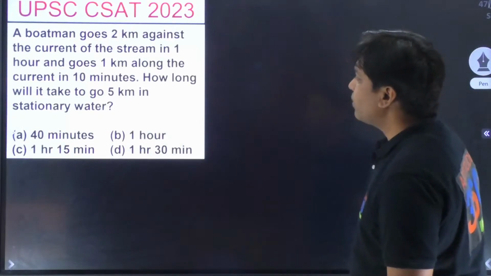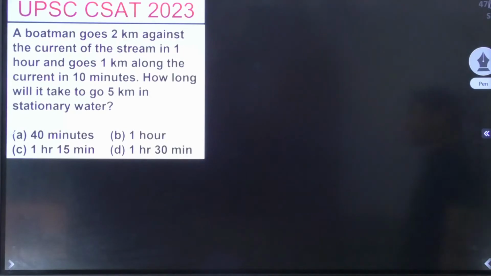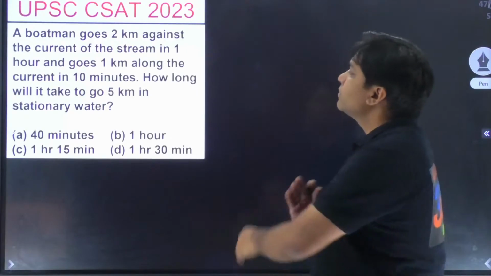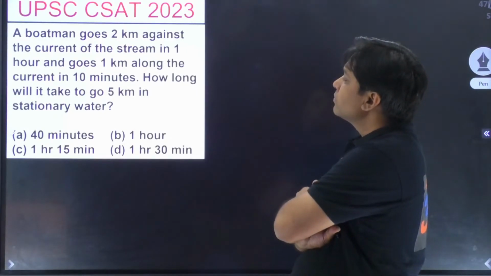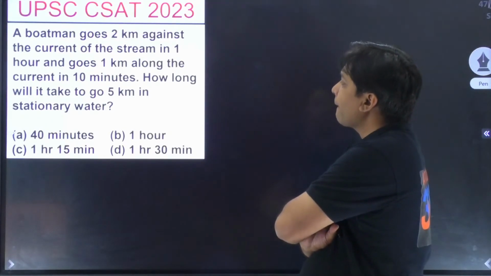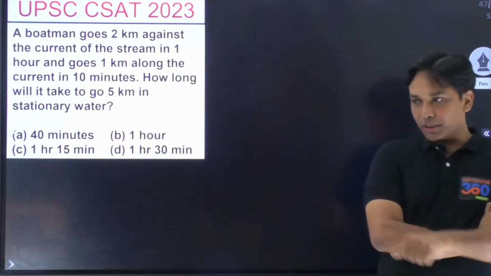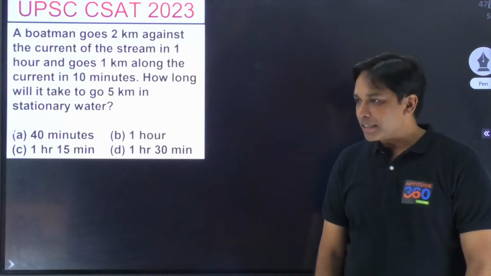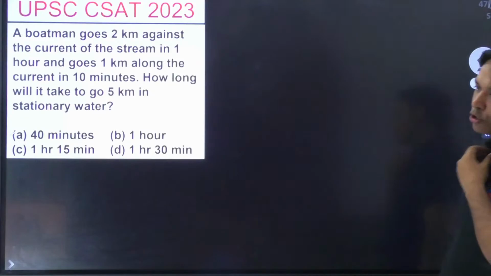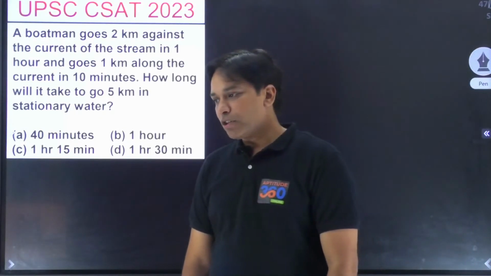Now go ahead and solve this problem. Solve this problem. A boatman goes 2 kilometers against the current. Find it out. Prisha, I guess you were not here yesterday. Prisha was not there yesterday. Karthik, I suppose Karthik is the new student out here.